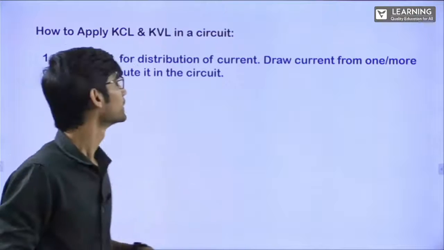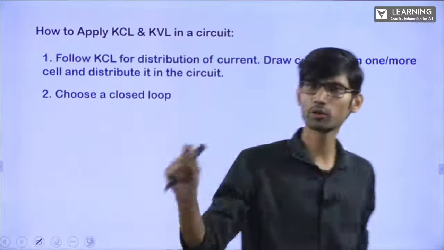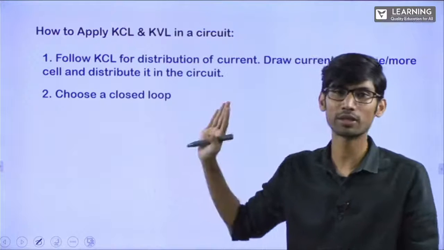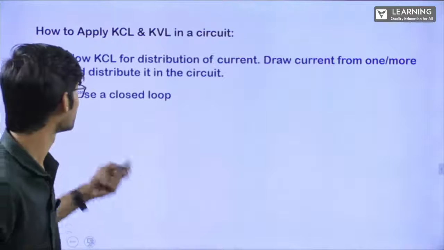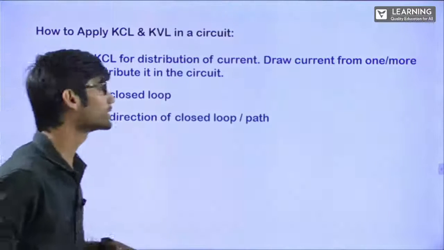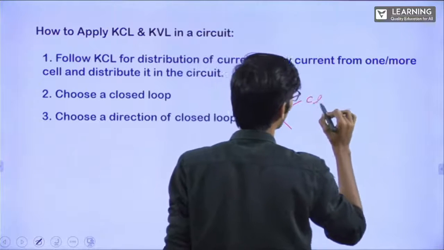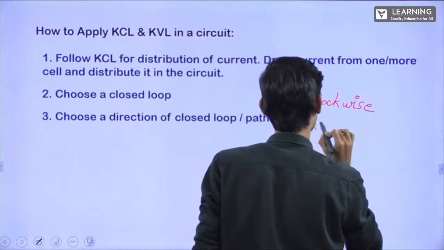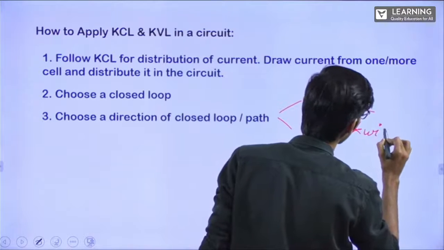Second, choose a closed loop. After you have distributed the current, we will choose a closed loop. Don't worry. For now, just write these points down. Once we do the question, it will become easy for you to understand. Now, choose a direction of closed loop. Any direction you can choose. There are two directions, either clockwise or anti-clockwise. Any direction you choose, you will get the correct answer.